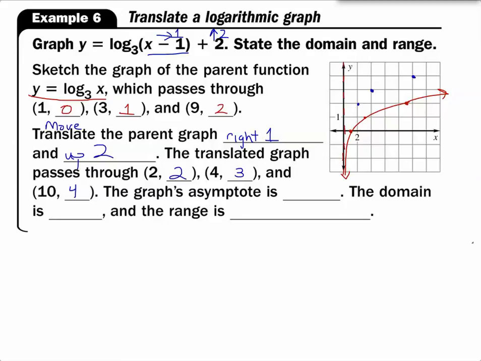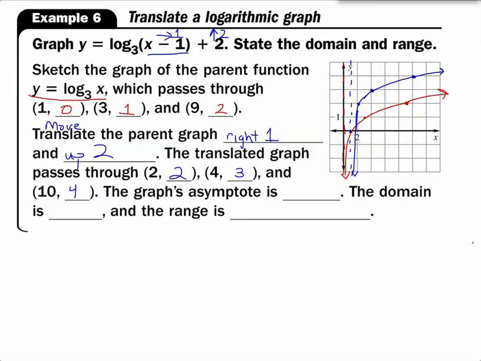It says the graph's asymptote is, here's the thing. When you move the graph right 1, the asymptote also moves right 1, except I messed up because I didn't notice the scale. So the asymptote is now at 1. And then you draw the same type of shape of graph. You got to go through your new points. Looks like I missed my point slightly here, so boom, boom, arrow, boom, boom, arrow.